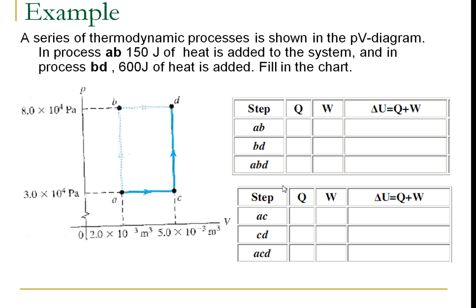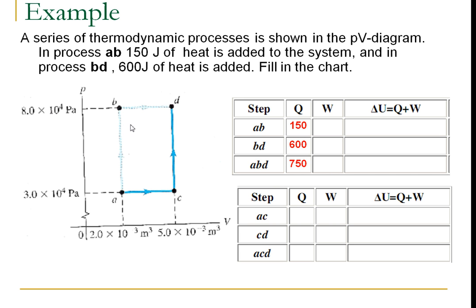Well, let's see. From A to B, I know I have 150 joules of heat added. It was given to me. From B to D, I'm going to have 600 joules added. So to find the heat added from A to B to D, I simply add those two numbers and I get 750 joules. Now let's find the work.